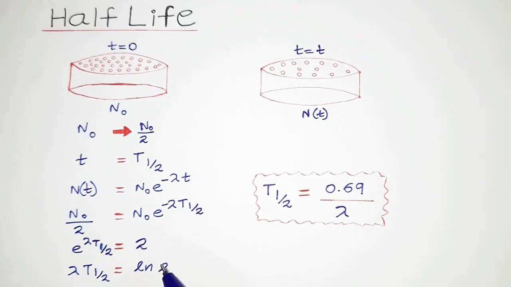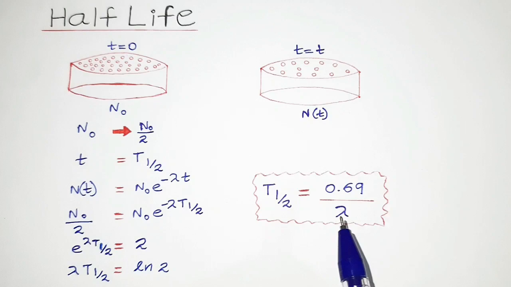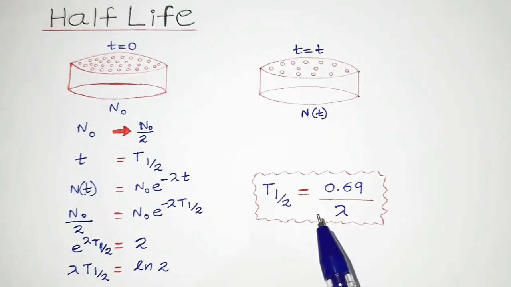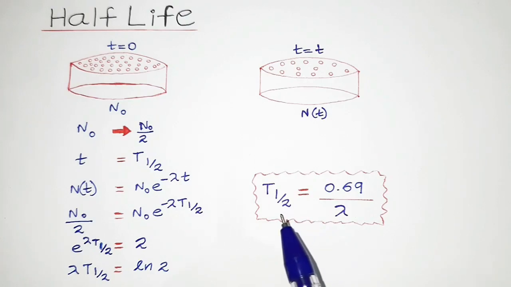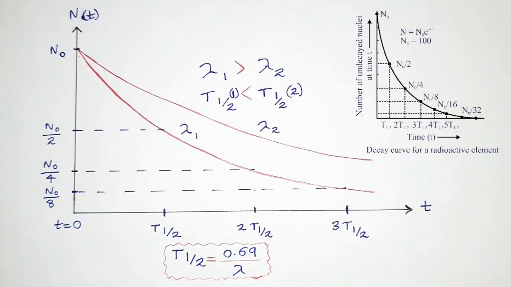When we further simplify it down, we can observe that the half-life time capital T half is equal to 0.69 over lambda, where lambda is the decay constant. So this equation gives a relationship between the half-life time capital T half and the decay constant lambda of any nuclear species. Let us get back to the disintegration curve that we discussed in our previous video. The link to that video is given in the description below.